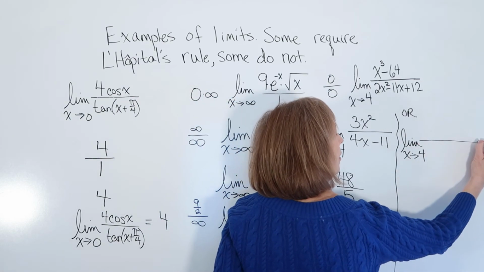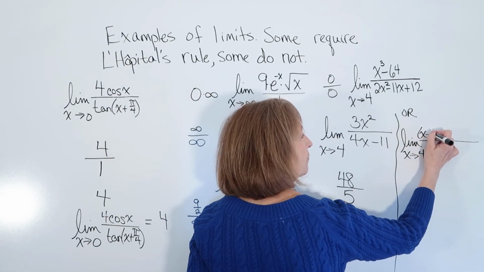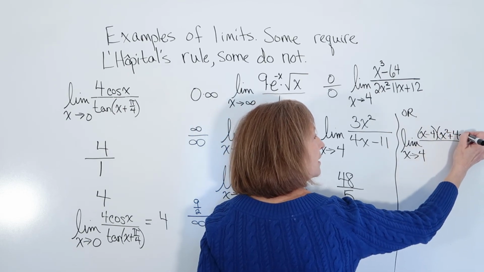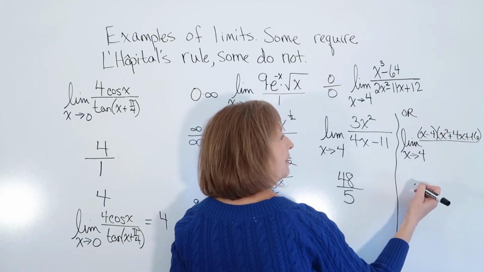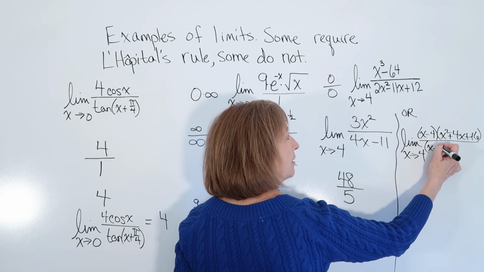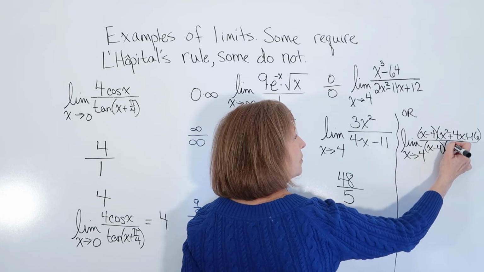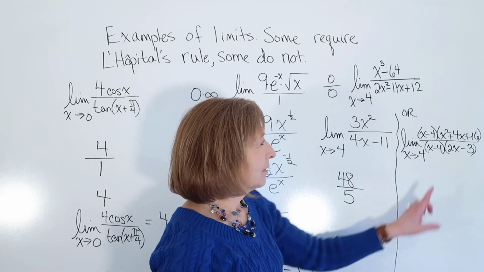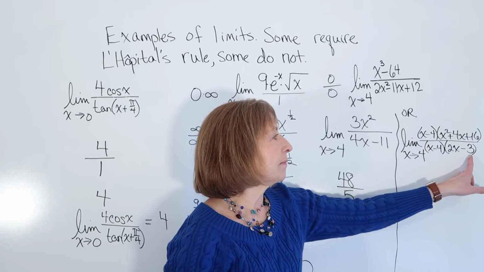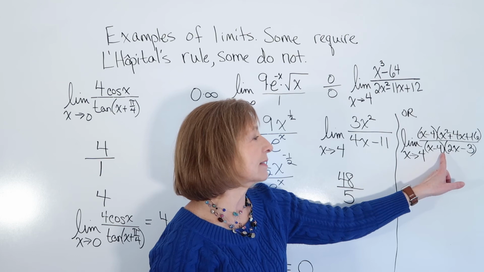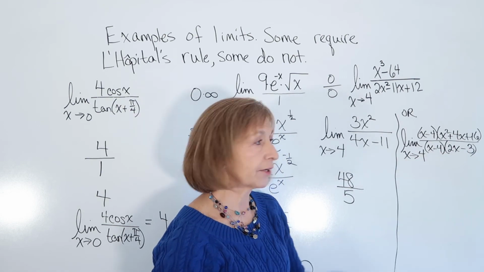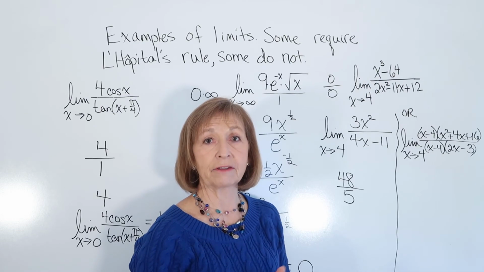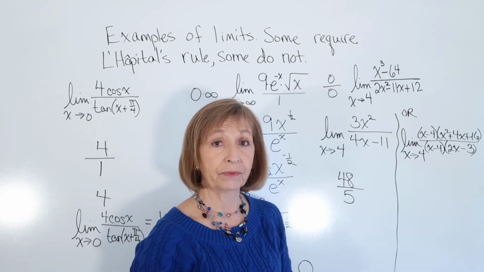In the numerator, our factorization is x minus 4 times x squared plus 4x plus 16. And the denominator is x minus 4 times 2x minus 3. So we would get our 2x squared minus 3x minus 8x is minus 11x plus 12. So I factored that correctly. And in the numerator, if you multiplied this, you would get the x cubed minus 64. So I factored that correctly too.